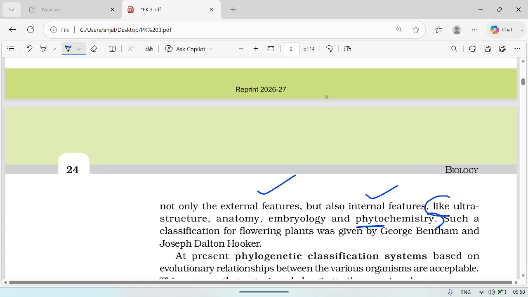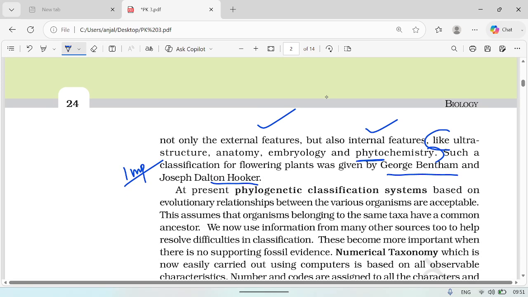Such a classification for flowering plants was given by George Bentham and Joseph Dalton Hooker. This is very important: who put forward that classification. And at present, the phylogenetic classification system based on evolutionary relationship between the various organisms is acceptable, and this assumes that the organisms belonging to the same taxa have a common ancestor.